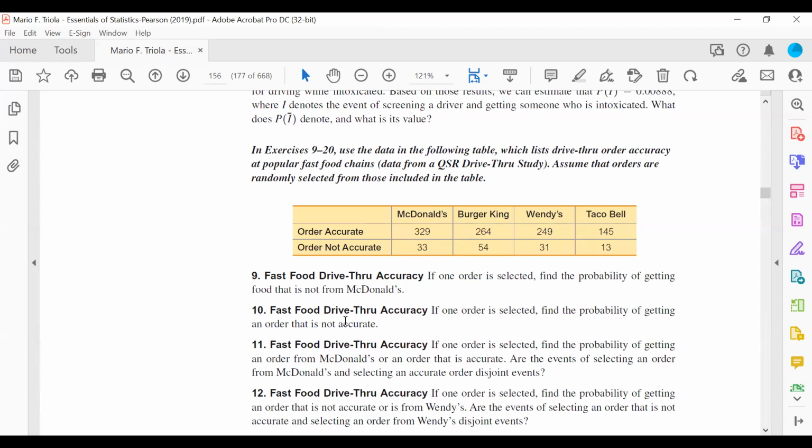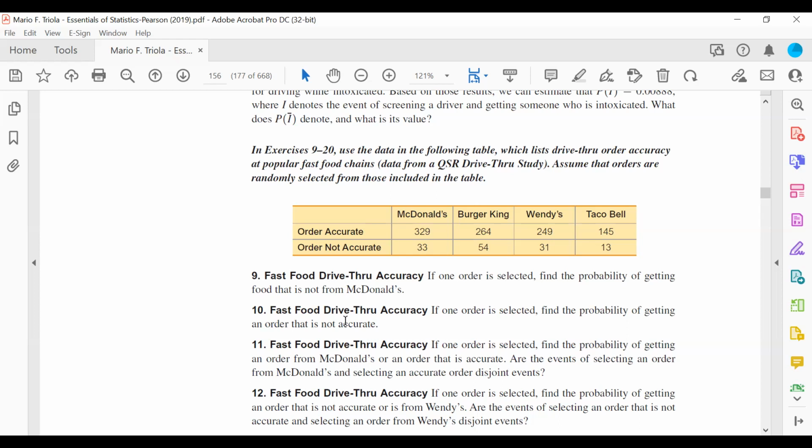All right, so let's look at number 9. Let's read it. If one order is selected, find the probability of getting fast food that is not the McDonald's. All right, so remember the term that indicated that you were going to use the addition rule. Is there the word or written in this question?